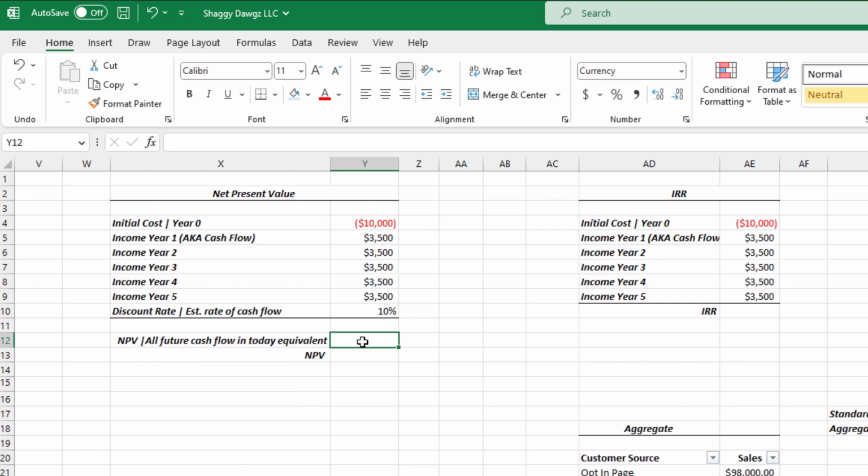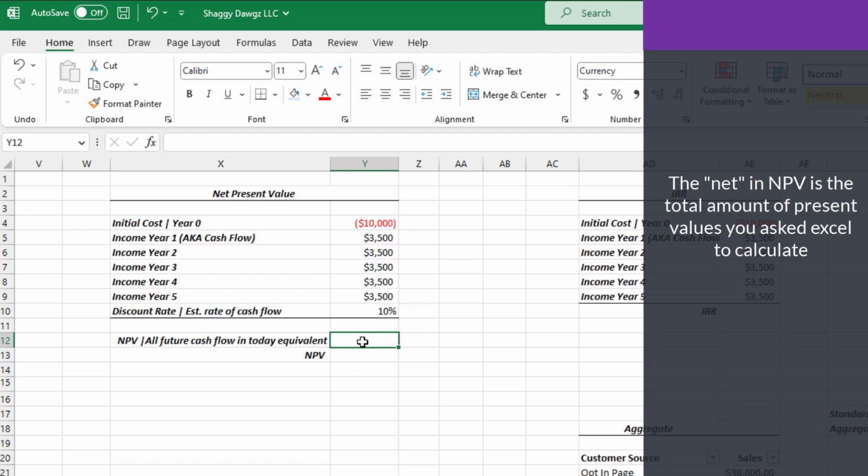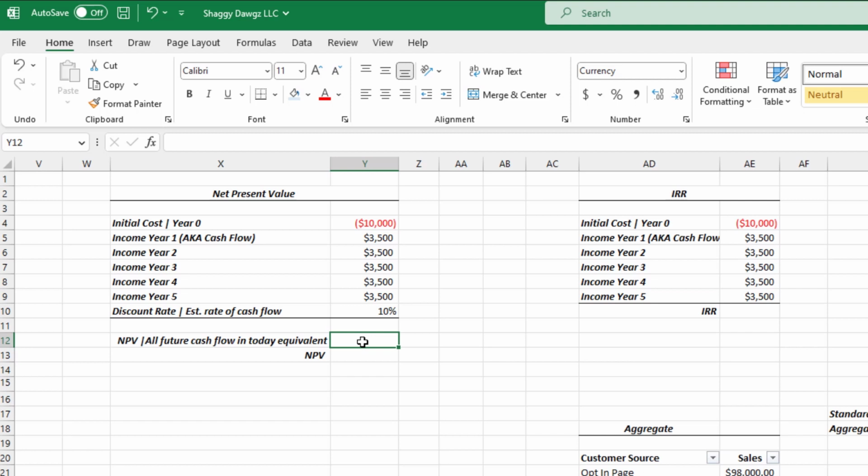When we ask Excel to calculate the NPV, it will look at our projected income for each year. It will then calculate the present value for those individual years, add them up, and then give us the total of all those present values. Put another way, it will figure out the present value for year 1, it will figure out the present value for year 2, it will figure out the present value for year 3, etc., add up all those results, and show them to us. So the net in net present value means the total of all the present values you asked Excel to calculate. In this case, it will be 5. Ugh, good grief, that's a headache in a suitcase.